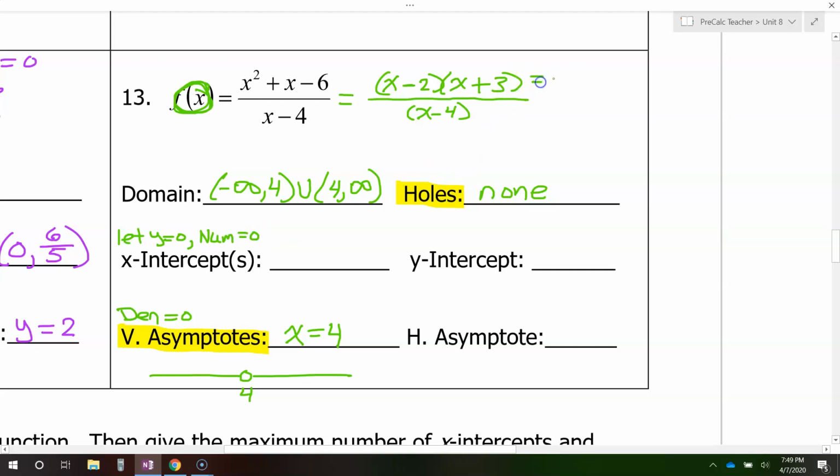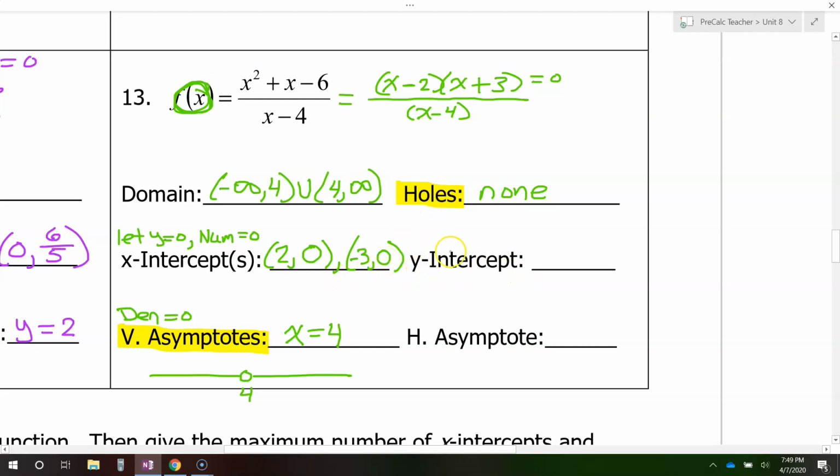So if I set the numerator equal to 0, I'm going to have two solutions because I'm really going to wind up setting each of these equal to 0. So that's going to give me an x value of 2, by setting this equal to 0. And it's going to give me an x value of negative 3, because of setting x plus 3 equal to 0. The y value, of course, is 0. So for x-intercepts, they must be ordered pairs. Don't just put 2 and negative 3. Put 2, 0 and negative 3, 0.